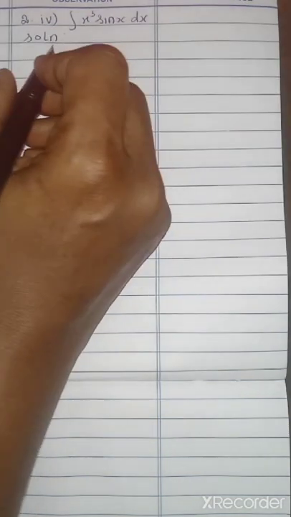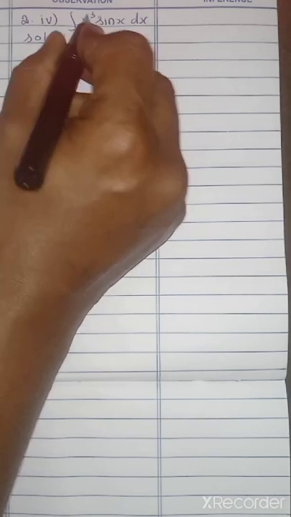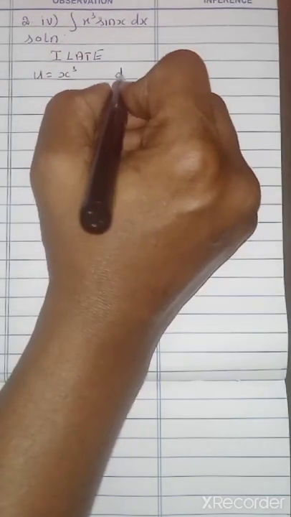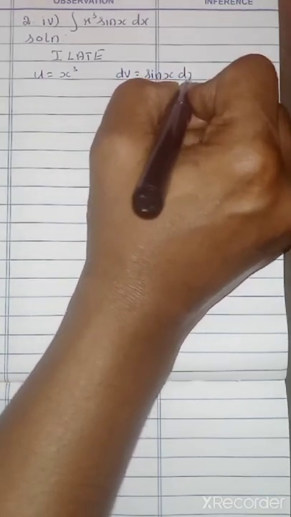Next, second problem, fourth subdivision. Integral x cube sin x dx. This is the question. Here again you have to choose using ILATE only. So definitely we have to choose the algebraic function. So what is your u value? x cube. The dv value? sin x dx.